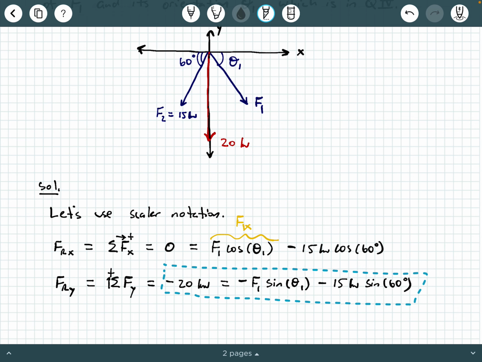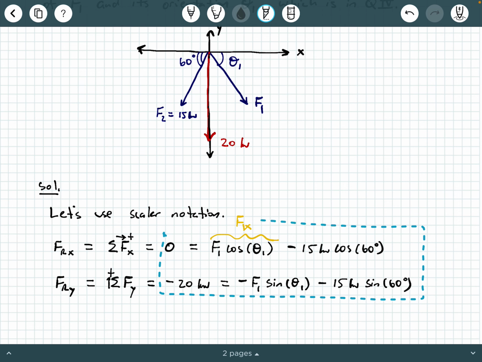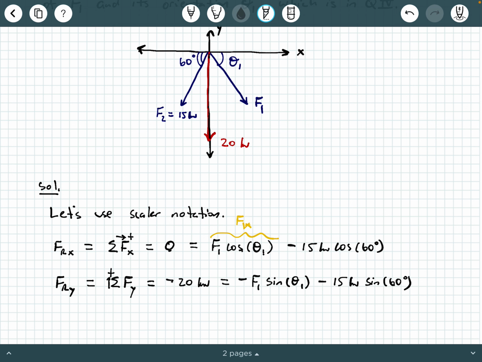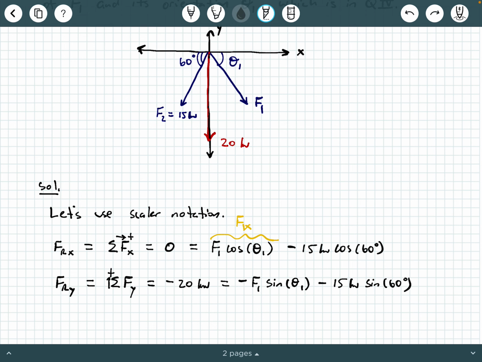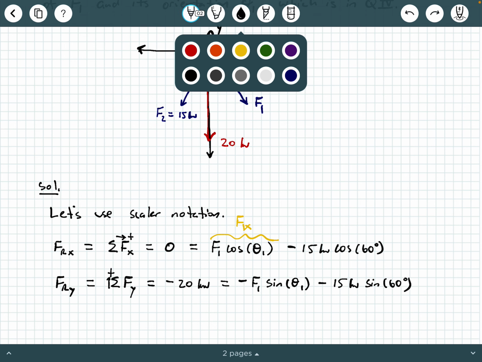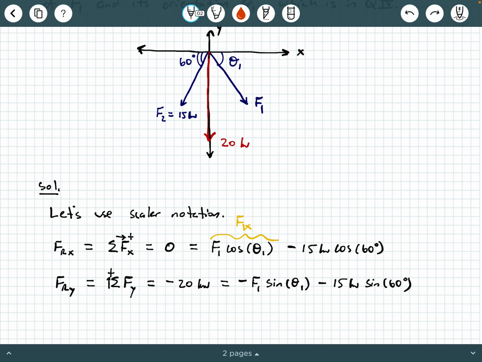So what do I have here? I actually have a system of two equations here. And how many unknowns do I have? I've got two unknowns. Those are F1 and theta 1, okay? So I'm going to go ahead and label these equations. I'm going to call this first equation, equation 1. I'm going to call the second equation, equation 2, all right?